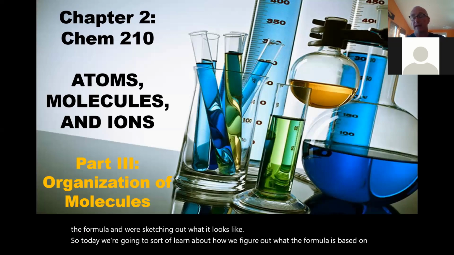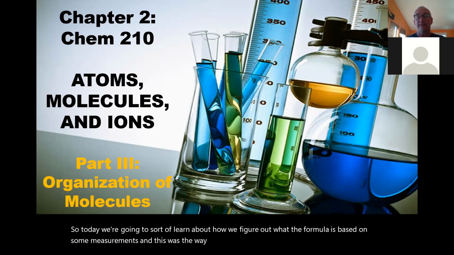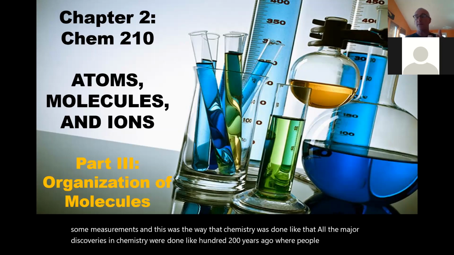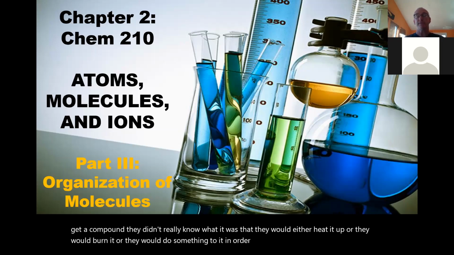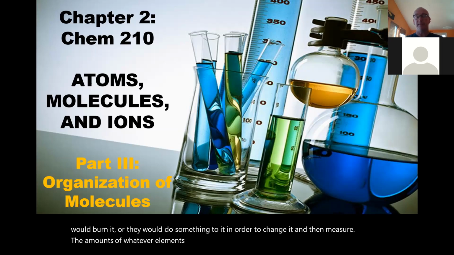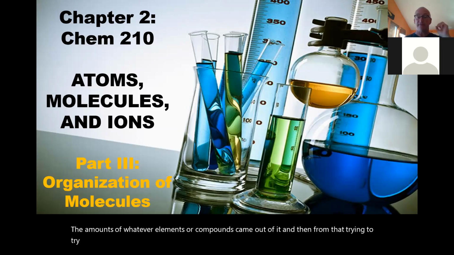And this was the way that chemistry was done. All the major discoveries in chemistry were done like 100, 200 years ago, where people in a lab would get a compound they didn't really know what it was, and they would either heat it up or burn it or do something to it in order to change it, and then measure the amounts of whatever elements or compounds came out of it. And then from that, try and figure out what it was they had in the first place.